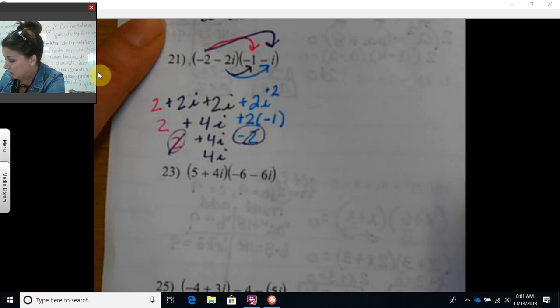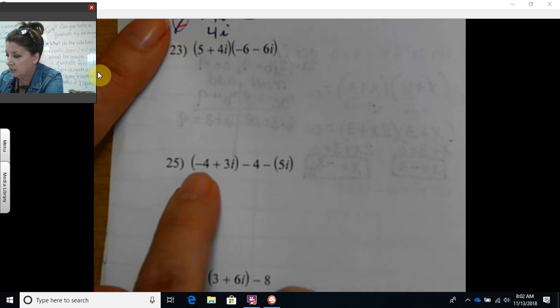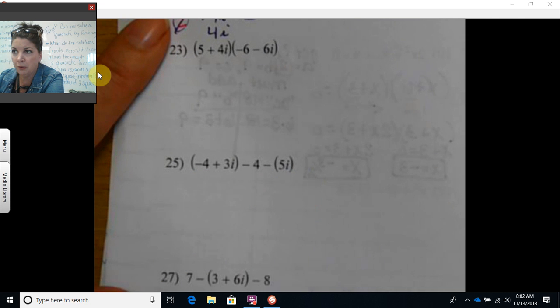So don't forget, when you multiply i times i as i squared, you don't leave it as i squared. i is not a variable, it's an imaginary number. It means the square root of negative 1. You replace i squared with negative 1. Okay? And don't let 25 and 27 confuse you. Just get rid of the parentheses and then combine like terms, your real parts and your imaginary parts.